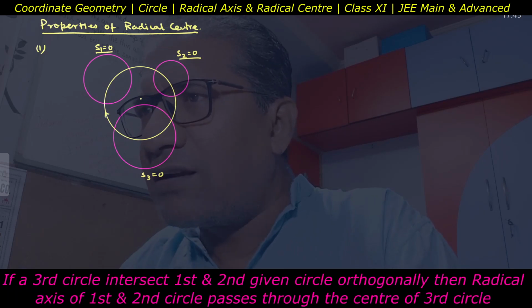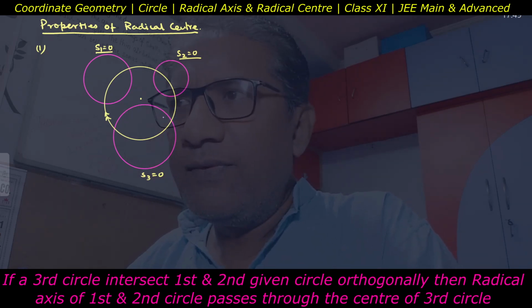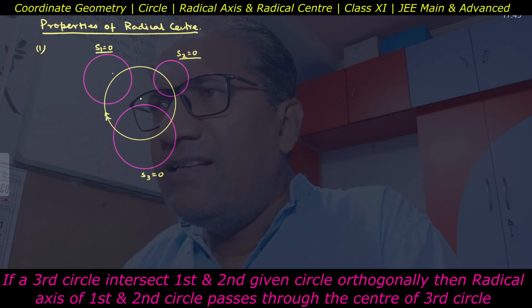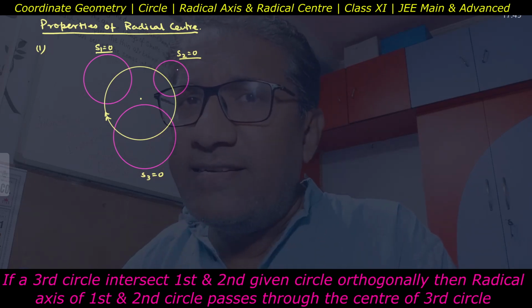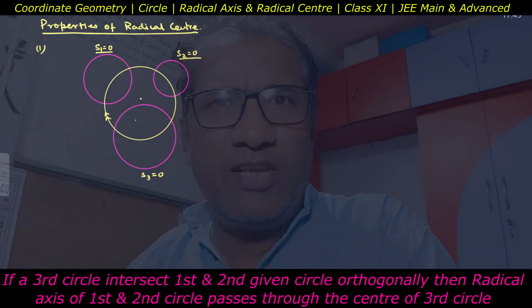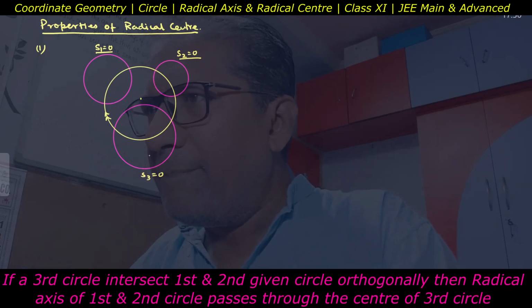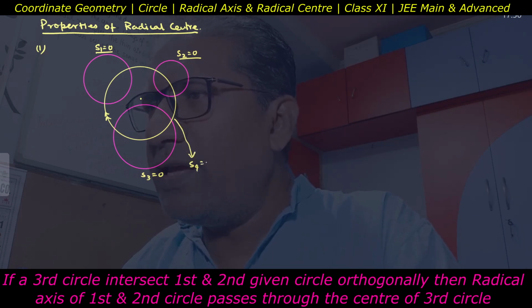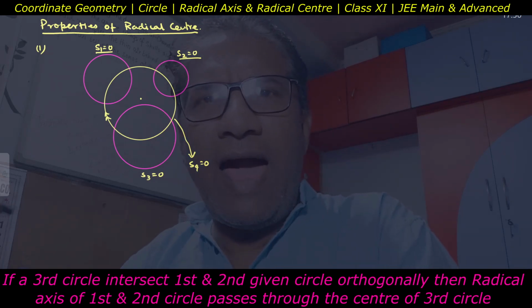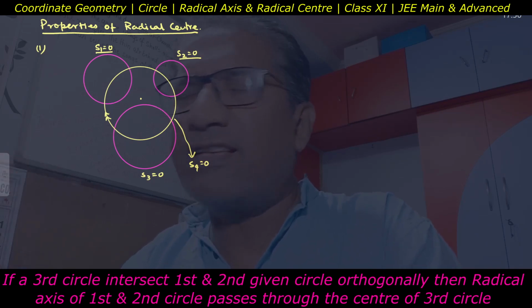Now, this circle is intersecting these two circles orthogonally. It means that the radical axis for S1 equals 0 and S2 equals 0 will pass through the center of this yellow circle. Yes or no? Let me just denote this yellow circle by S4. Okay? Let us say this is my S4 equals 0. So the radical axis will definitely pass through the center of this S4.